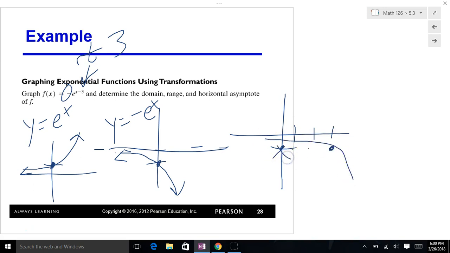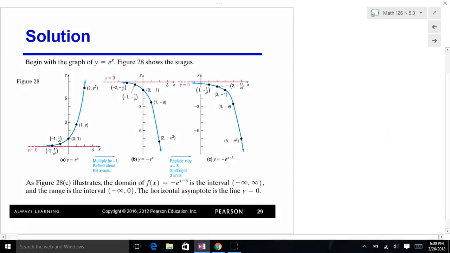All right, now forget about that point. Okay, still got that same horizontal asymptote y equals 0 because I just moved it to the right. Here's a little bit better look at that. And you could graph some points with that as well.